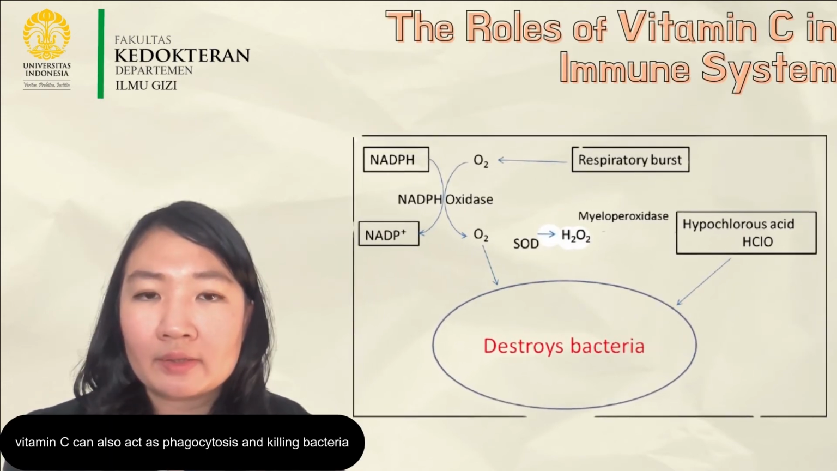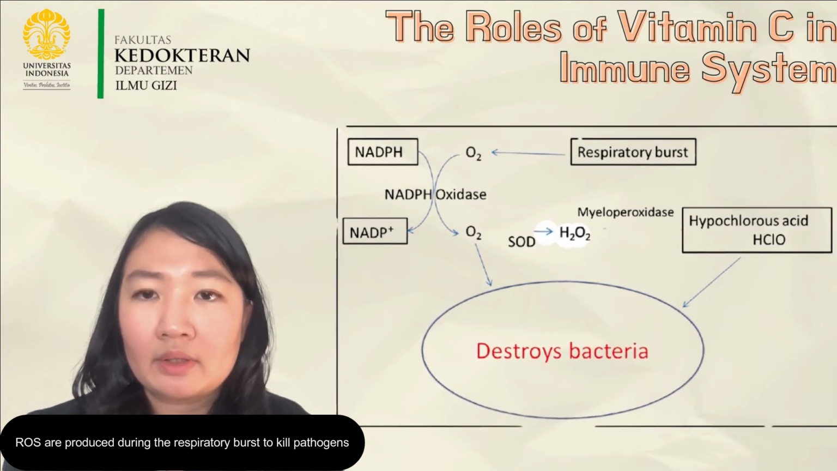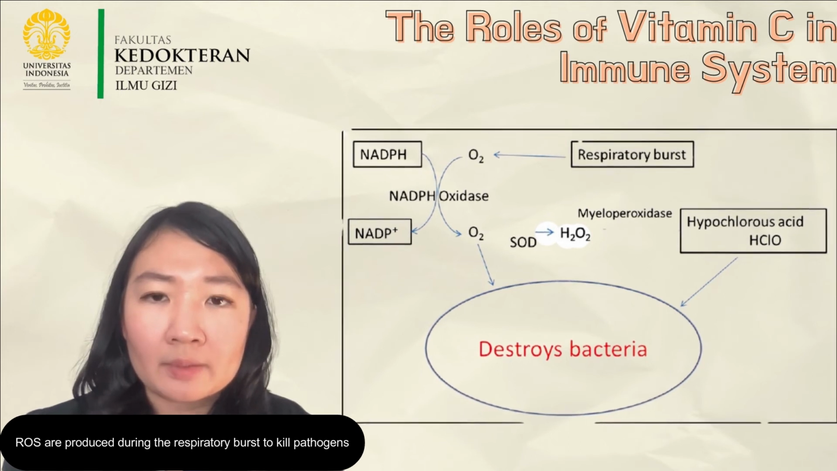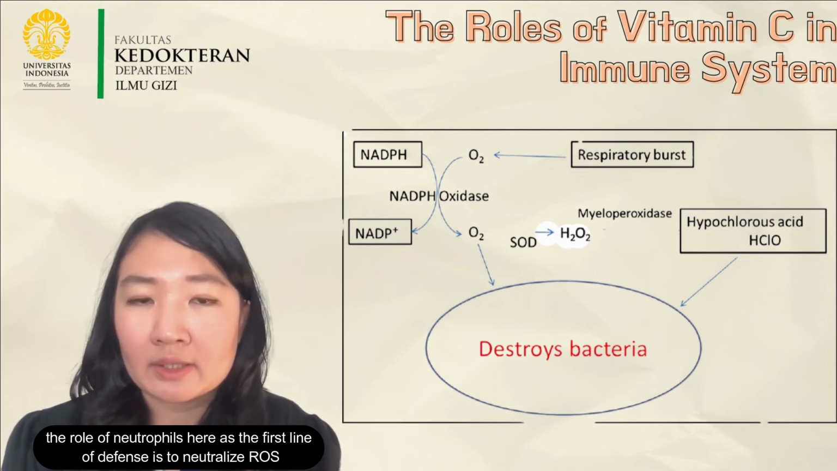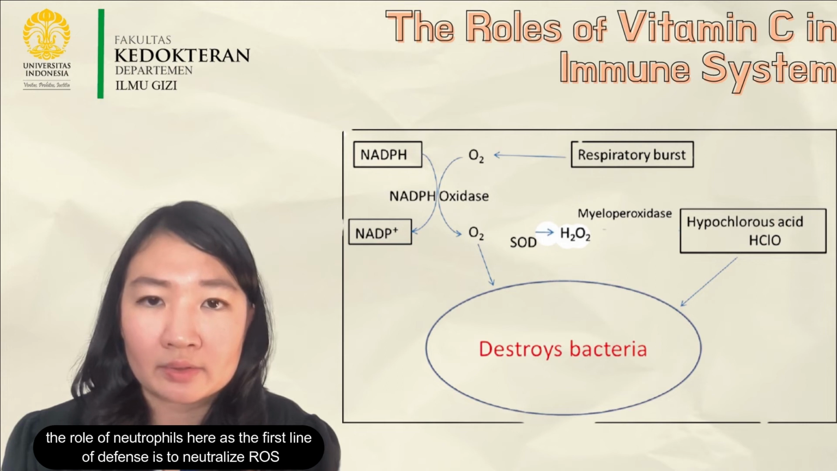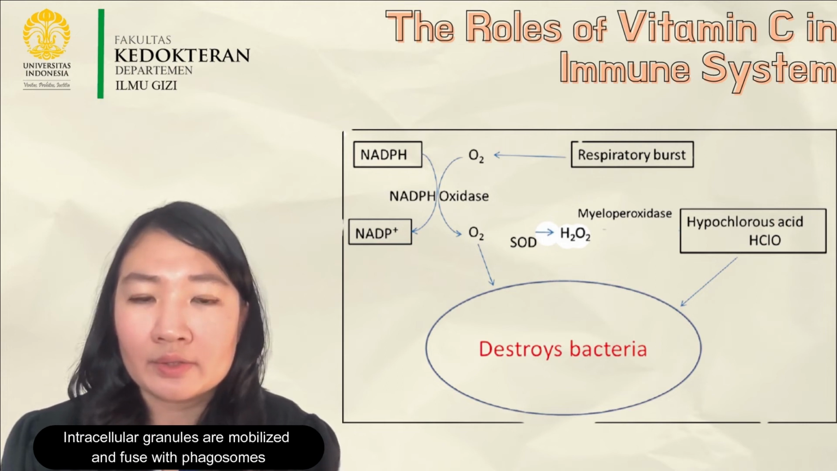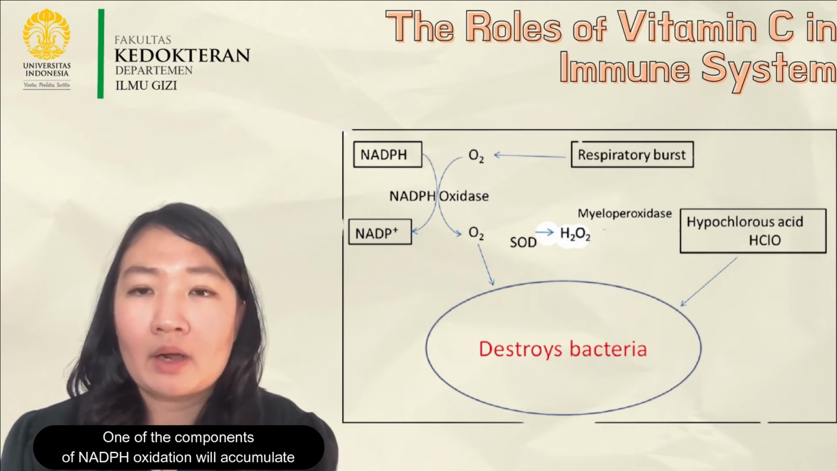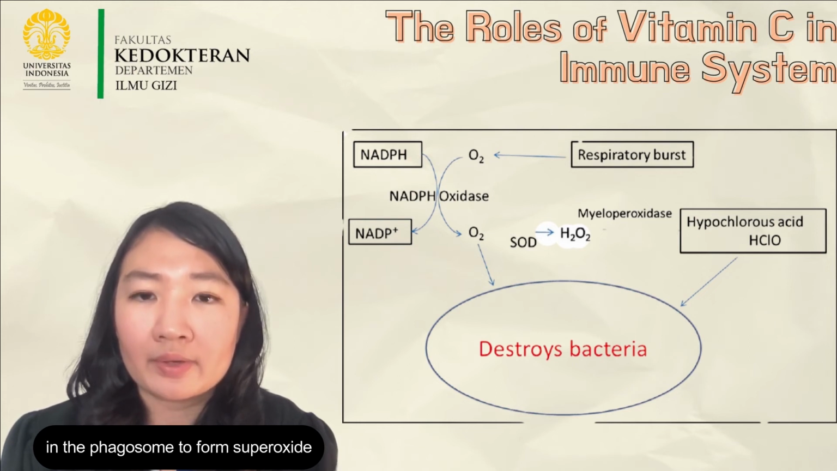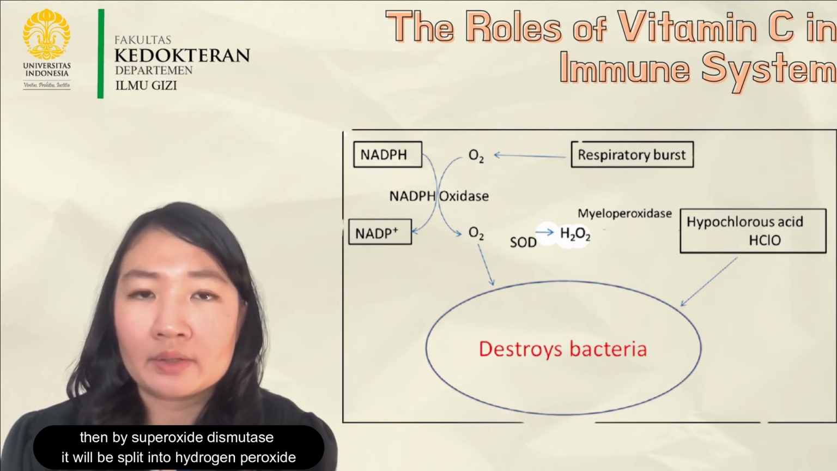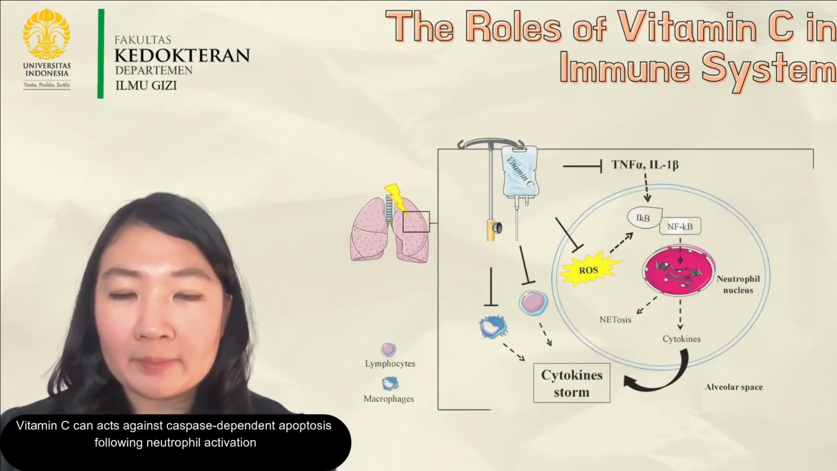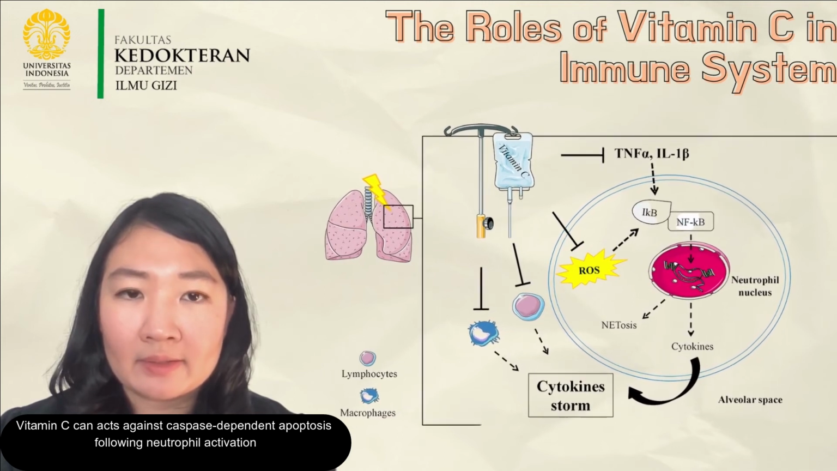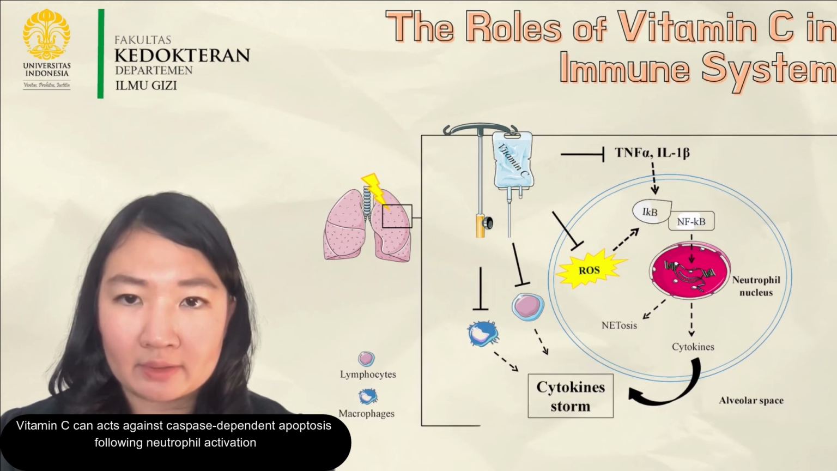Vitamin C can also act in phagocytosis and killing bacteria. Reactive oxygen species, or ROS, are produced during the respiratory burst to kill pathogens. The role of neutrophils here is as the first line of defense to neutralize ROS. Intracellular granules are mobilized and fused with the phagosome. One of the components, NADPH oxidase, will accumulate in the phagosome to form superoxide. Then, by superoxide dismutase, it will be converted into hydrogen peroxide. Vitamin C can act against caspase-dependent apoptosis following neutrophil activation.